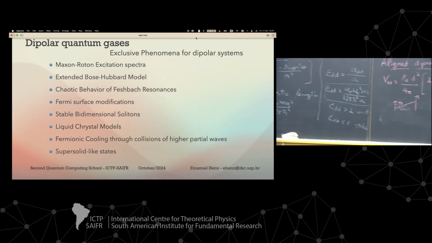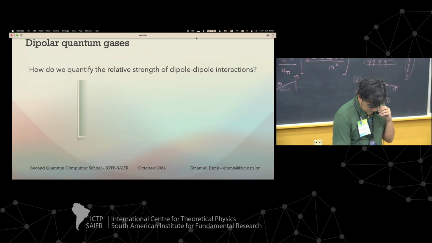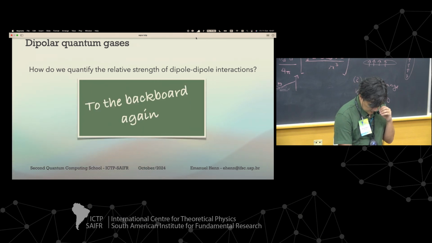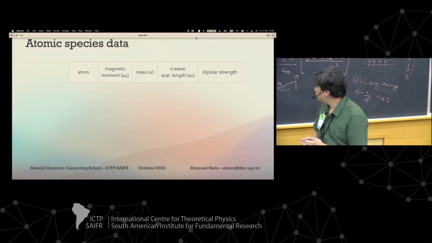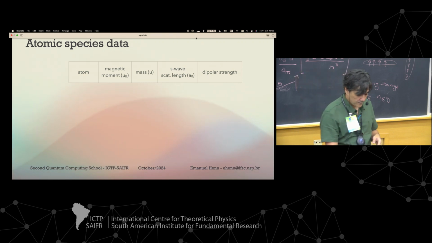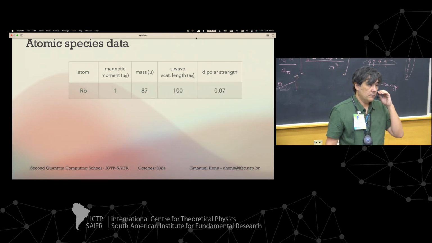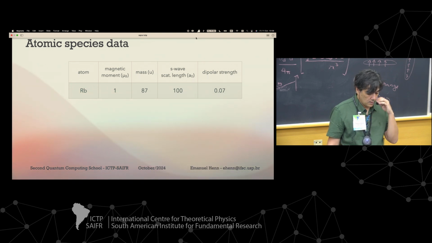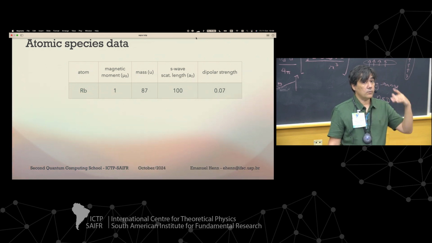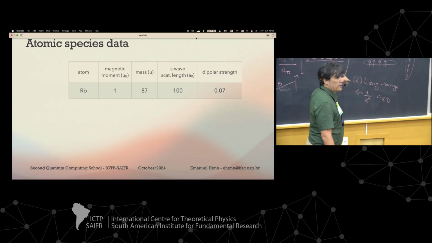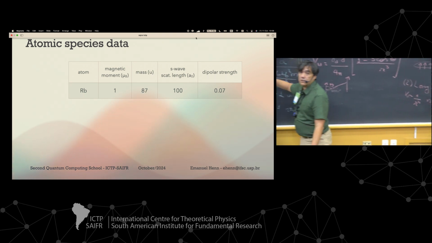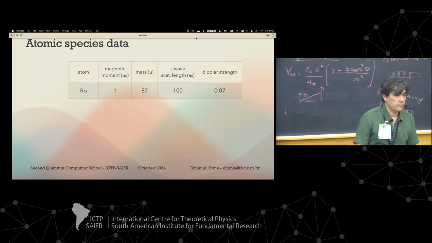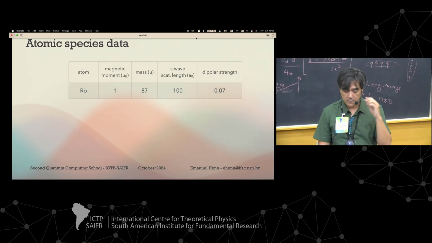So let's see candidates. Yes, this is what we did again last time on the blackboard. So let me show you a table just to illustrate this. I have rubidium here. The magnetic moment of rubidium is 1. Then I have the mass, and the typical scattering length, this a0 that appeared before manipulation. So this dipolar strength, the EDD, is 0.07, which means nothing. Rubidium doesn't show dipolar effects.